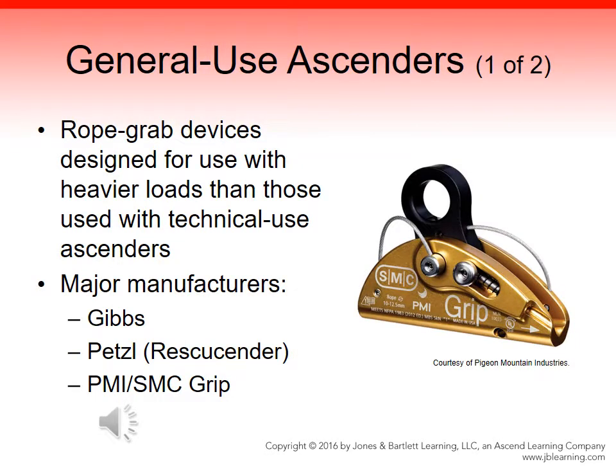The general use ascender. These are rope grab devices designed for use with heavier loads than those used with the technical use ascenders. They may be used as personal ascenders, but many models are less user-friendly for personal climbing systems. More typically they serve in hauling systems as progress capture devices and rope grabs, and most do not have handles. Often referred to as a Gibbs ascender because that's who makes it, and that's what many people know it as.